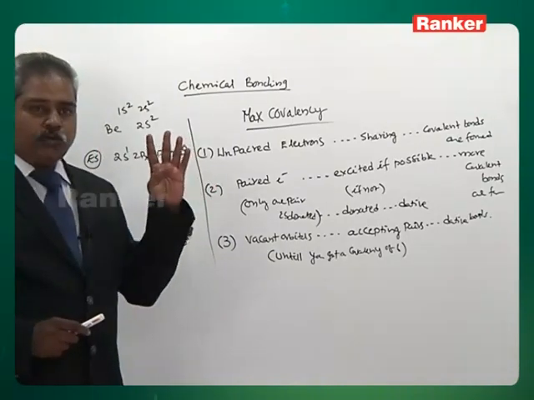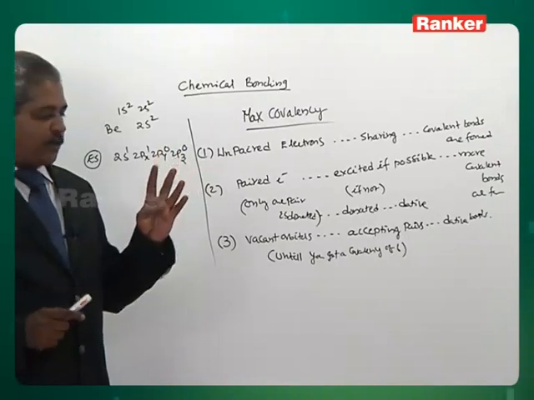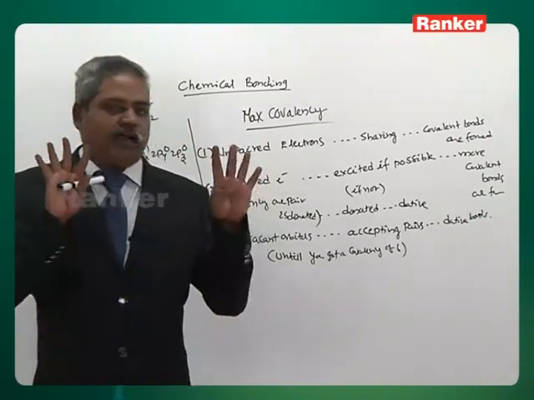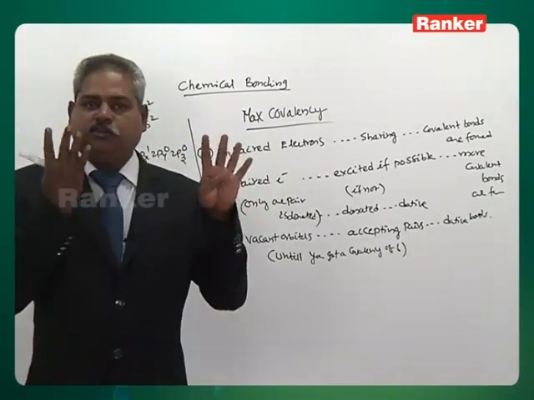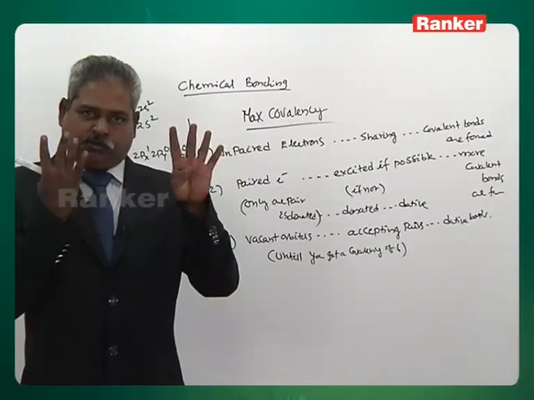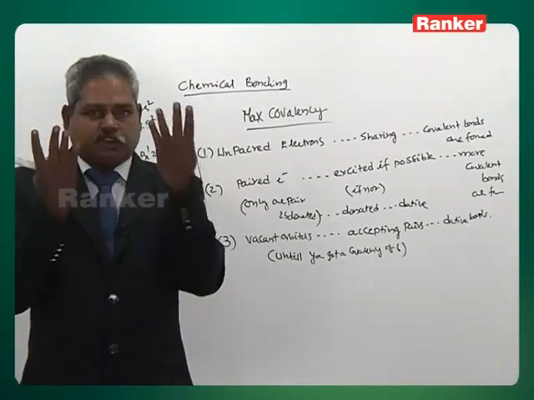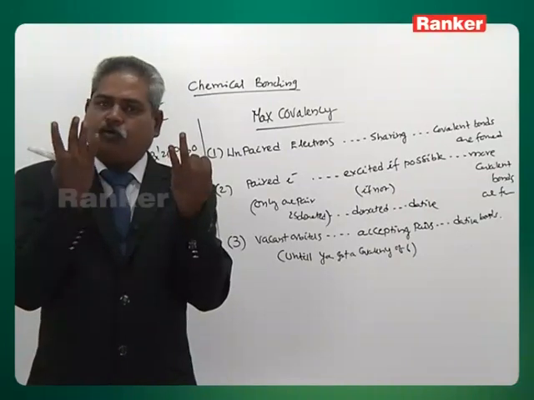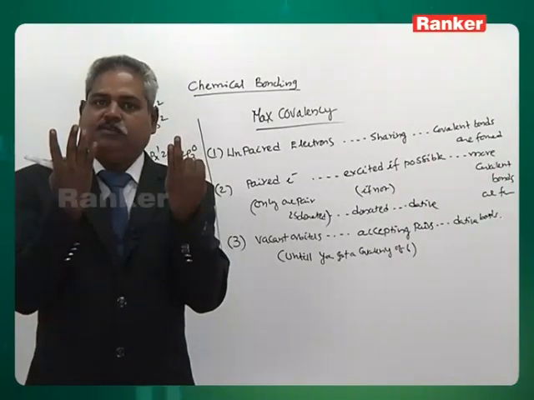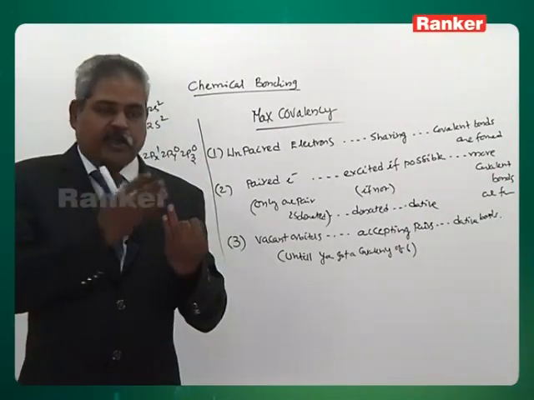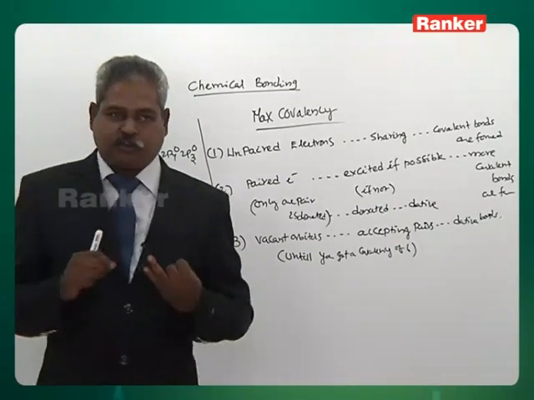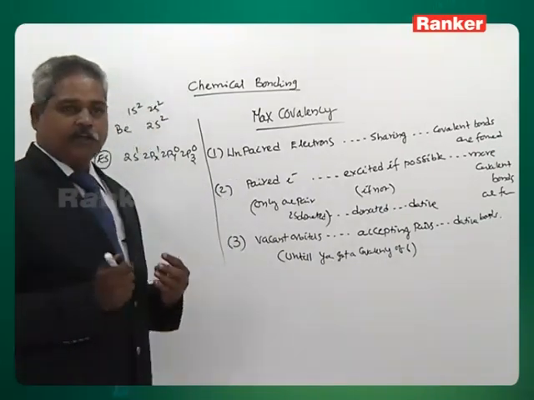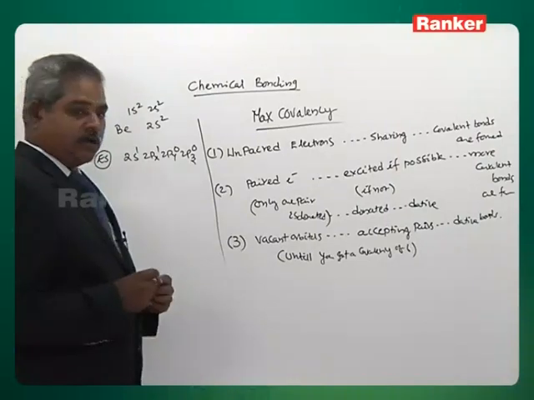Once it loses 2 electrons, it has 4 protons versus 4 electrons. Look here, 4 protons versus 4 electrons. So, if it loses just 2 electrons, it becomes 4 protons versus 2 electrons. That means too much positive charge and an imbalance of positive and negative charges. Therefore, beryllium doesn't prefer to form ionic bonds.